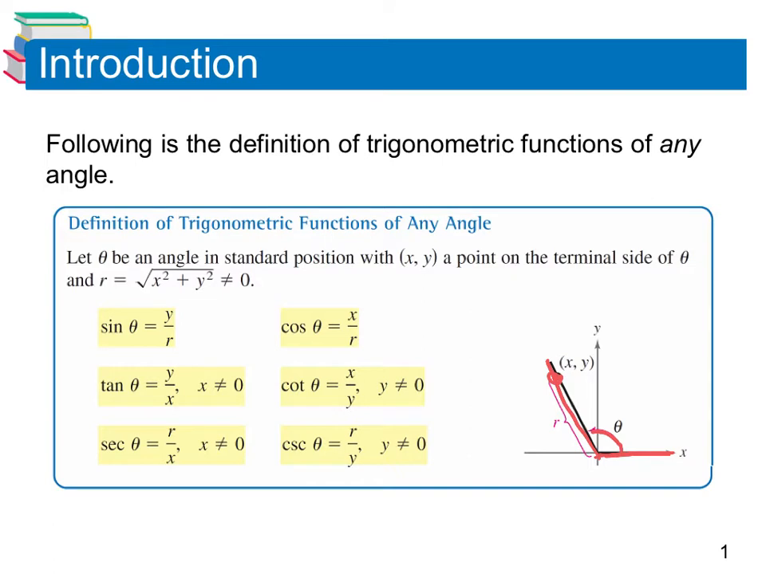So we're always going to use the xy coordinate, and then we need to use x and y to find r, so we use this little formula here. So r is equal to the square root of x squared plus y squared.